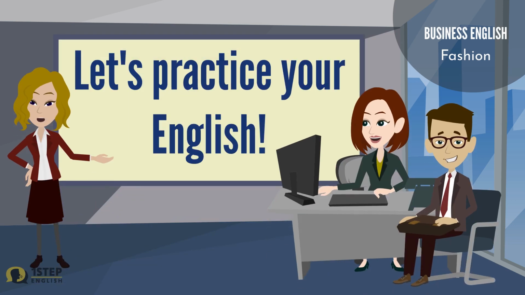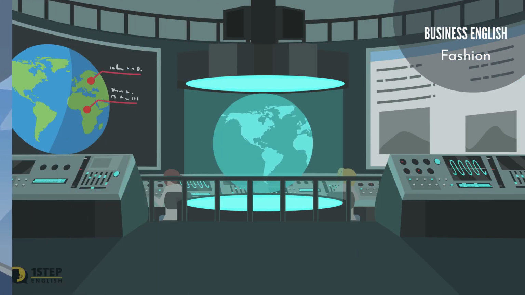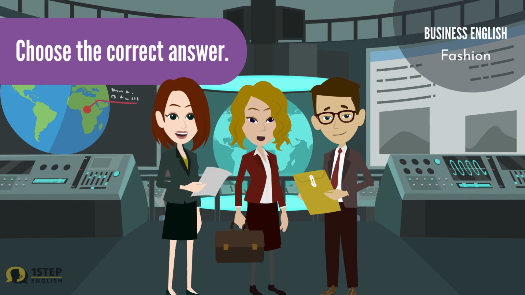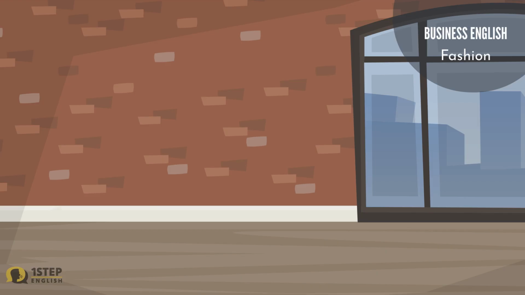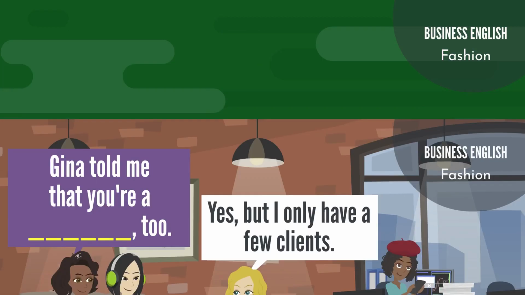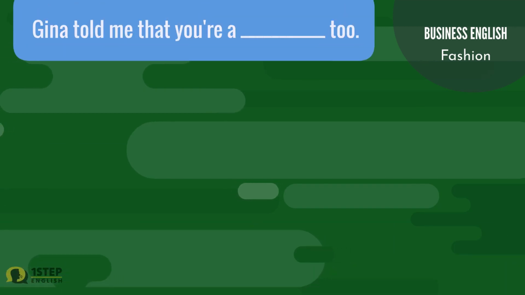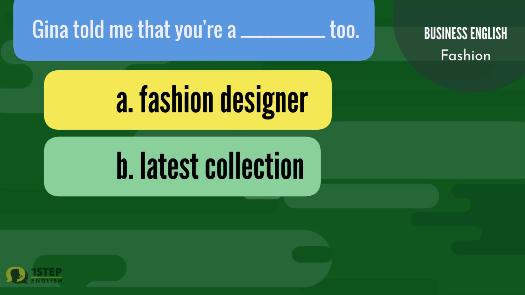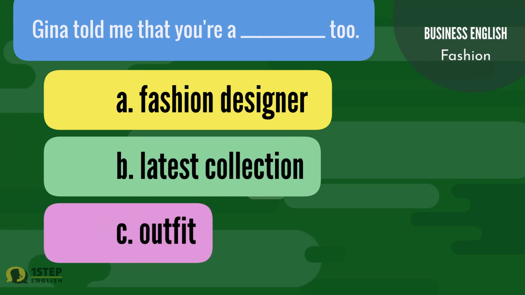Let's practice your English. Ready your pen and paper, then try to answer the exercise. Choose the correct answer. Gina told me that you're a blank. Letter A. Fashion designer. Letter B. Latest collection. Letter C. Outfit.